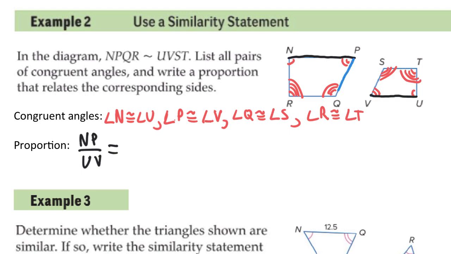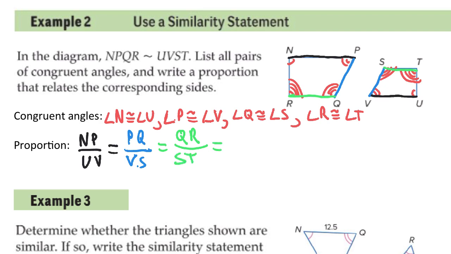Okay, now we have PQ. That's from 2 to 3. That would be the same as VS. PQ is to VS. All right, now 3 to 4, QR, is to 3 to 4, ST.